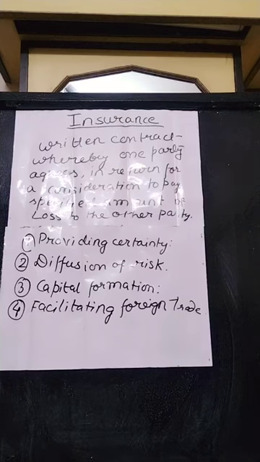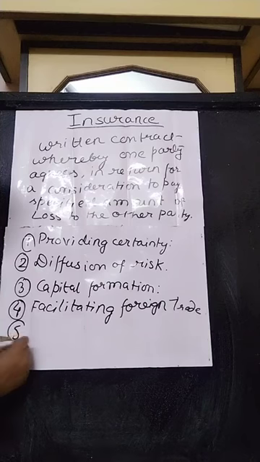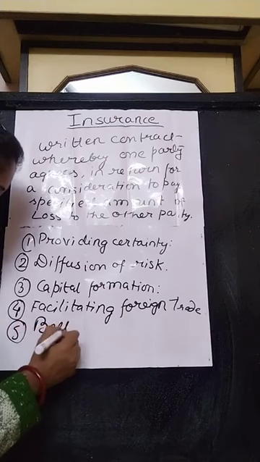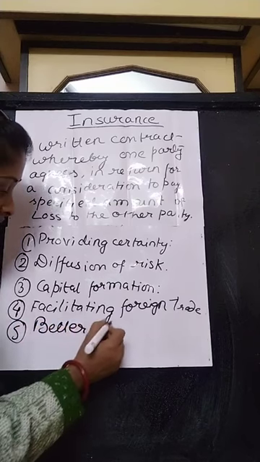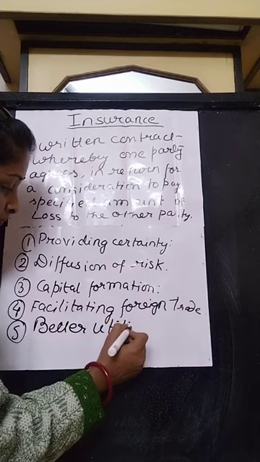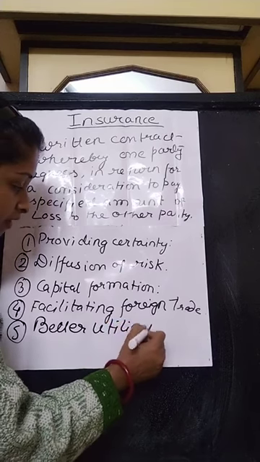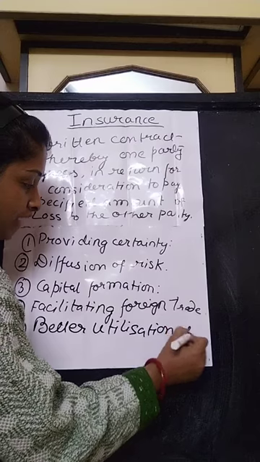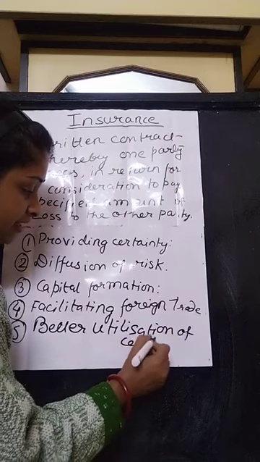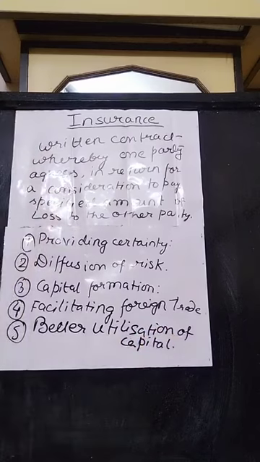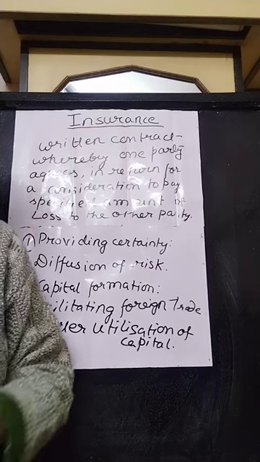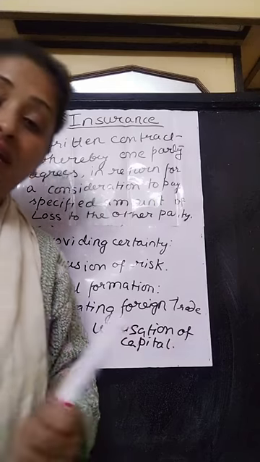Next we come to the next function, that is better utilization of capital. Number 5 is the better utilization of capital. This is the next function of insurance, and according to this function, in absence of insurance facility, the businessman will have to maintain large reserves to meet the contingency.